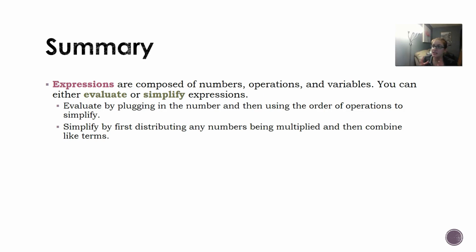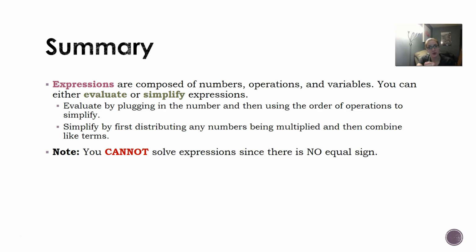And simplifying is what we just got done doing: getting rid of parentheses by using the distributive property, and then combining your like terms. And like terms are where you have your same variables and same exponent. Note, one mistake that happens every now and again is that people try to solve and find the value for the variable, but expressions cannot be solved, okay? They can only be evaluated or simplified. There's no equal sign, meaning you cannot solve them.